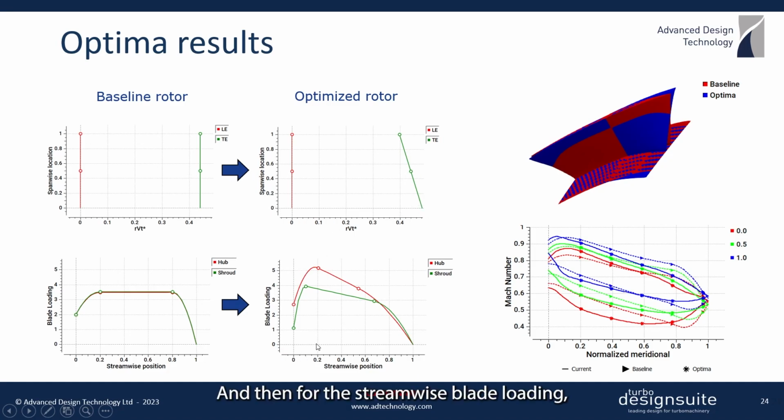And then for the stream-wise loading, you can see that compared to the baseline rotor, the optimizer has tried to make both the hub and shroud fore-loaded in order to reduce the profile loss. And as a result of these changes, the optimized rotor is looking clearly very different from the baseline, as you can see here. And also, if we look at the Mach number distribution in TD1, then it actually looks much smoother compared to the baseline at all the different spans from the hub to shroud. And also the peak value still stays well below 1 for this subsonic compressor.